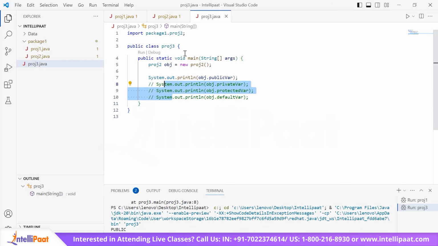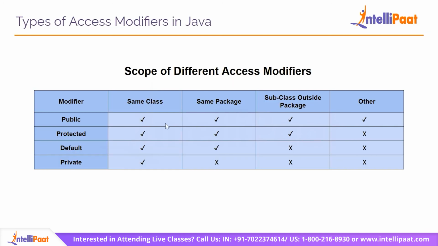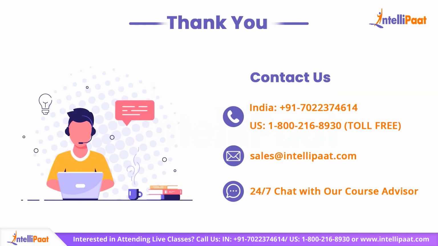Let's verify this also from our table. Here we can see that only public is accessible and protected, default and private are inaccessible when we are trying to access it outside of its package and not within its subclass. That's all we have for this session. I hope now you have understood what are the access modifiers in Java, what are their types, and how it affects the accessibility or visibility of a data member in a Java program.